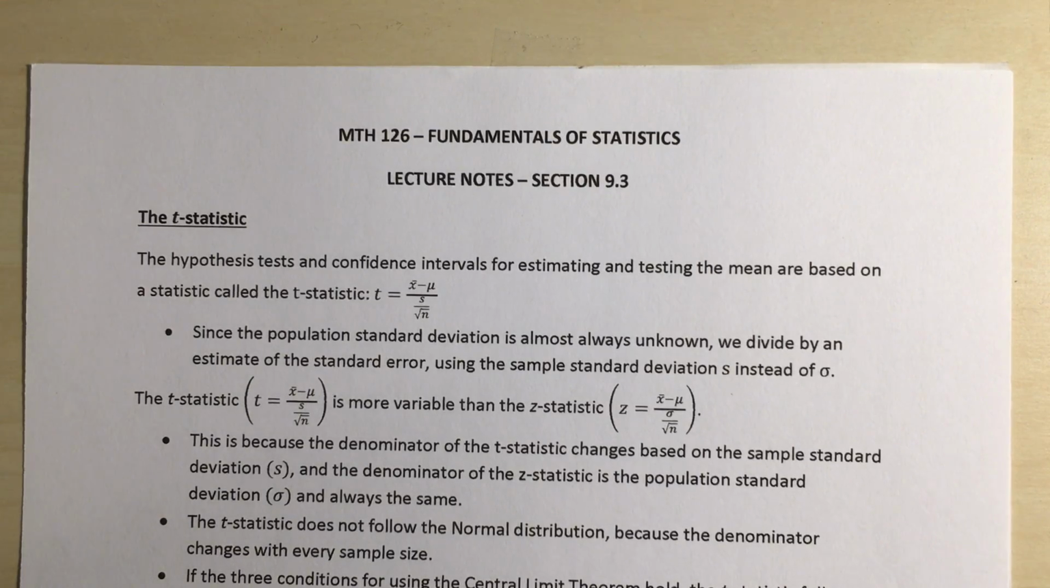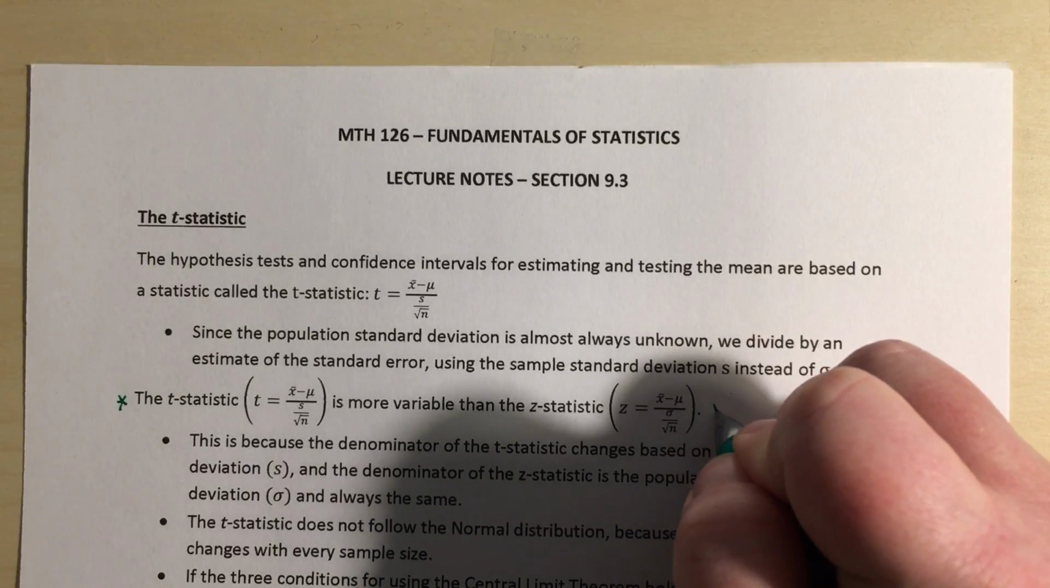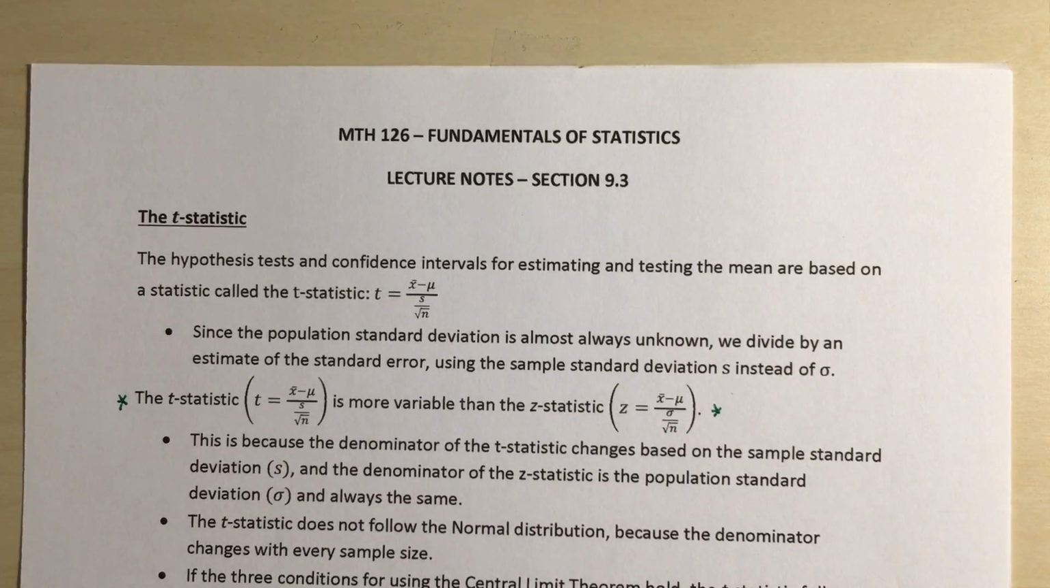So it's similar to our Z-scores, but it's not exactly the same. Since the population standard deviation is almost always unknown, we're going to divide by an estimate of the standard error using our sample standard deviation. The big difference is that our T-statistic is more variable than our Z-statistic. So what that means is our T-statistic denominator changes based on our sample standard deviation.